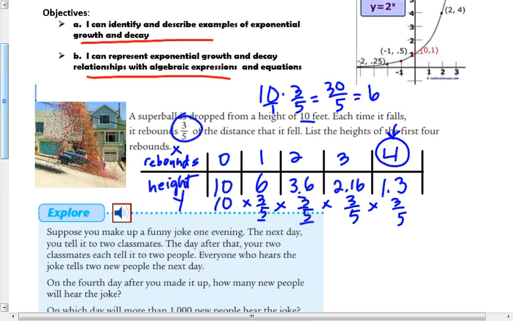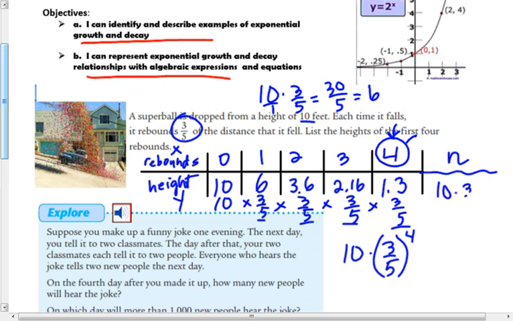Each rebound you multiply by 3/5. Notice I'm multiplying by the same thing. That suggests an exponent, or the expression for the 4th rebound would just be 10 times 3/5 to the 4th power. And in general, any rebound, so let's say I just kept going, the nth rebound would just be 10 times 3/5 to the nth power. So we just need to multiply 3/5 by however many rebounds we have.